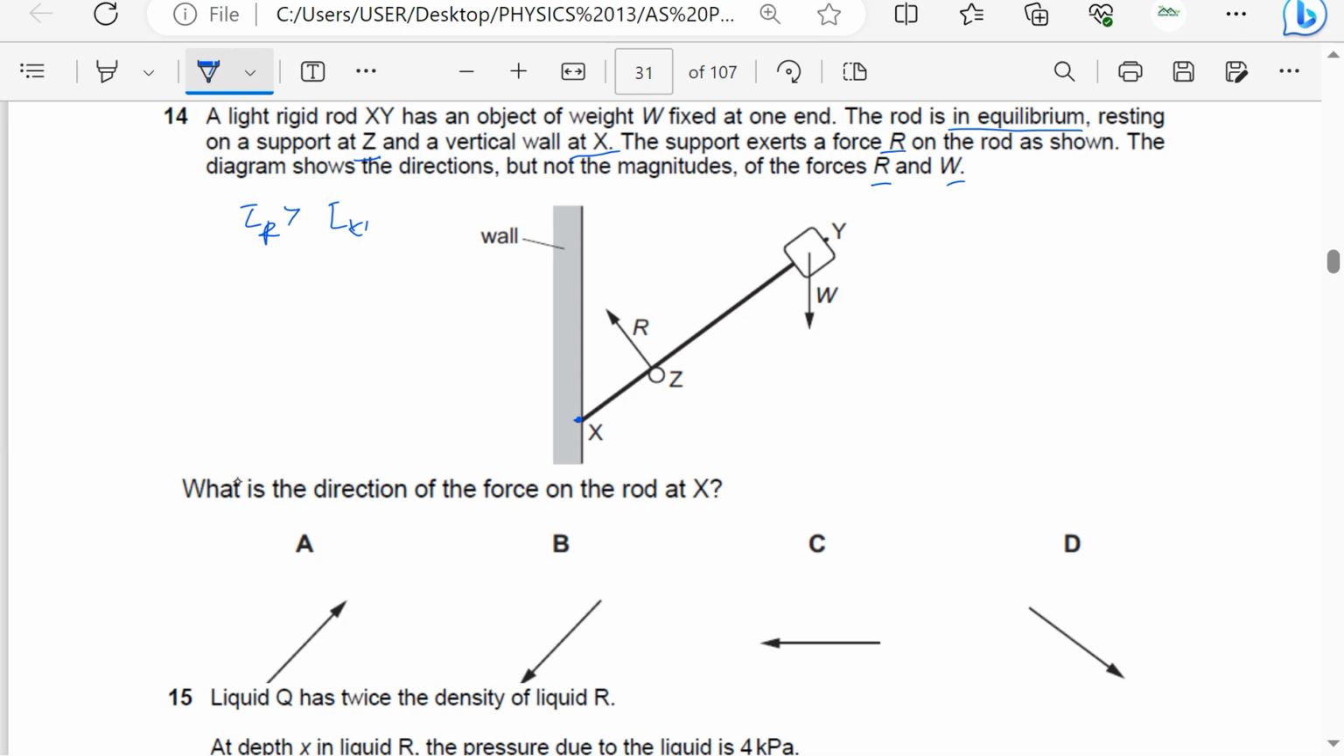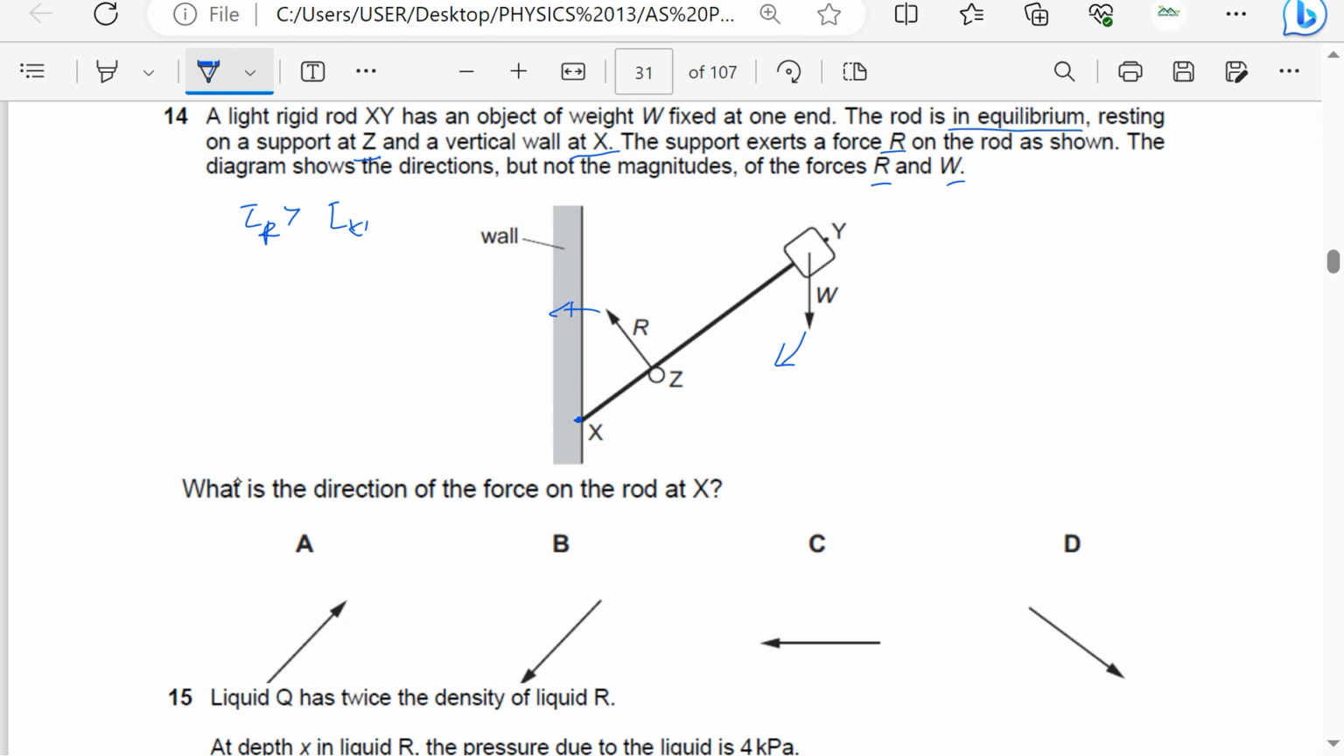Because R is closer, no, R is causing anti-clockwise moment and W is causing clockwise moment. What is the direction of the force on the rod at X? So there should be another force here. So the moment due to R should be greater than the moment due to W, because W causes clockwise moment and R causes anti-clockwise moment.